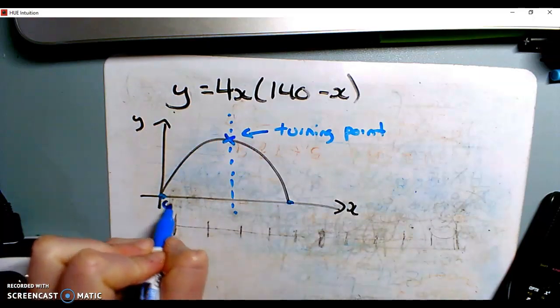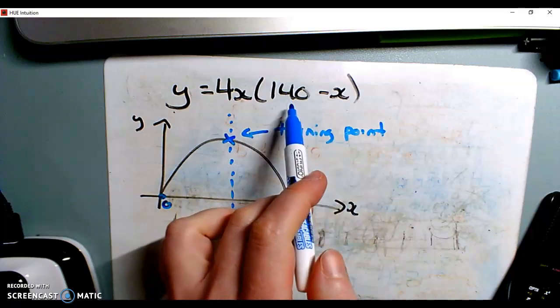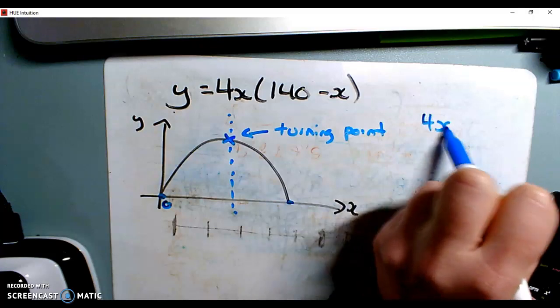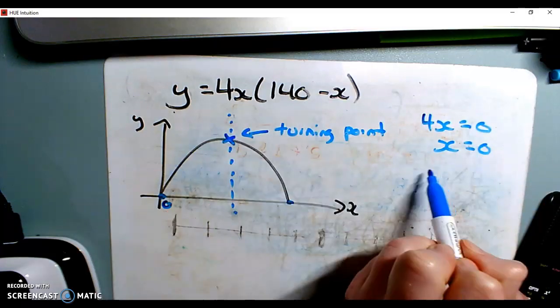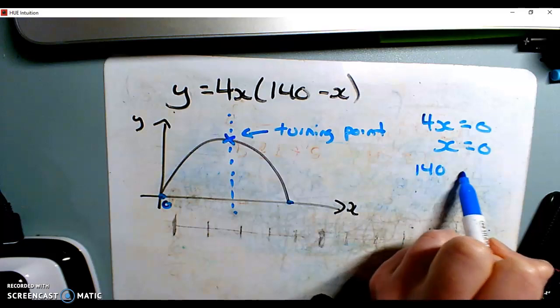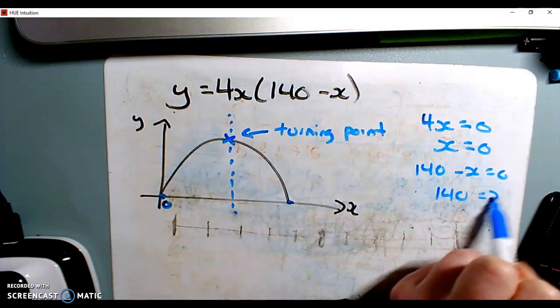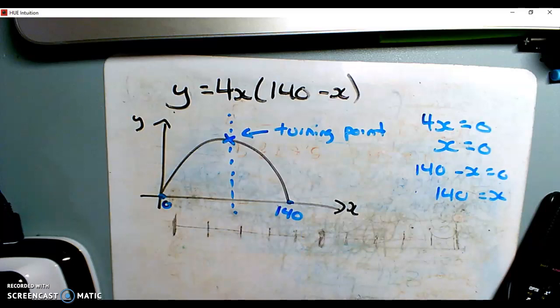So one of my intercepts is 0, and the other one is already factorized. So when we do this, we can say 4x equals 0. So my first intercept is 0. Then we take the second bracket, 140 minus x equals 0. And we solve, and we can get 140 equals x. So right here, that has an intercept of 140.